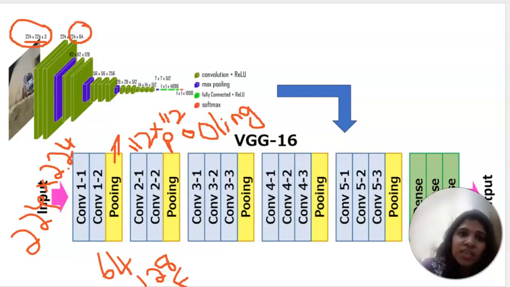Okay, pooling itself is of two kinds: max pooling and average pooling. So what will max pooling do? Max pooling is a feature extraction process. The convolution network will itself extract the features.